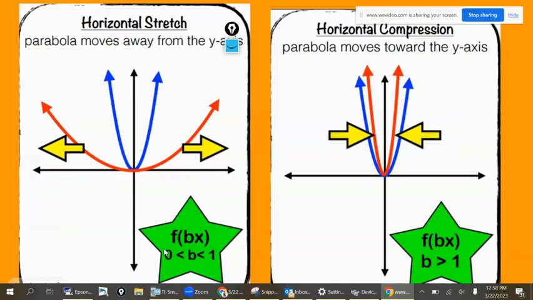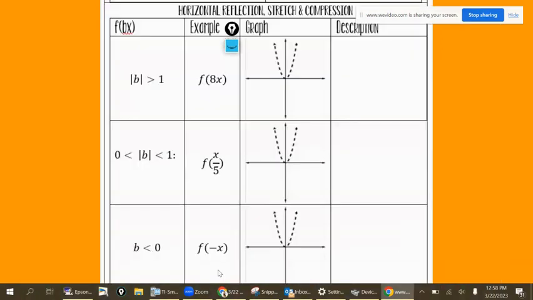So a horizontal stretch and a horizontal compression. If the number is a fraction or closer to 0, it's going to be a horizontal stretch. And if it's more of a whole number, greater than 1, it's going to be a compression. So if it's in between 0 and 1, it's going to be a horizontal stretch. It's going to get fatter. If it is greater than 1, it's going to be a compression. It's going to get steeper. Okay, so those are some of the things that you should know.